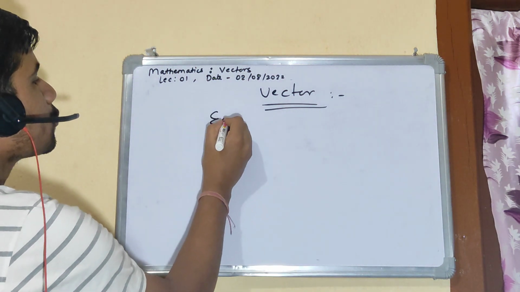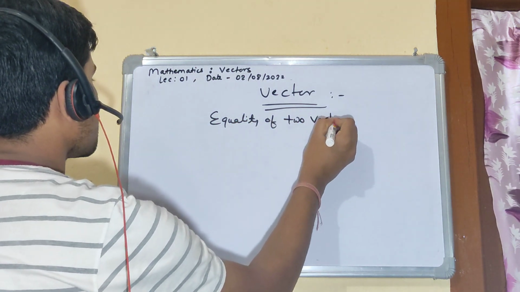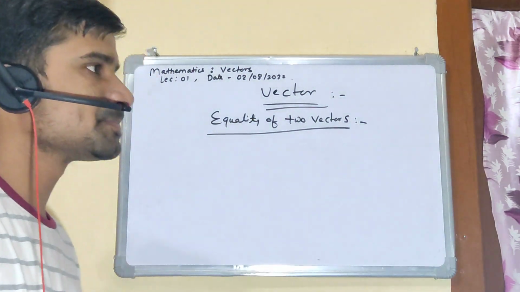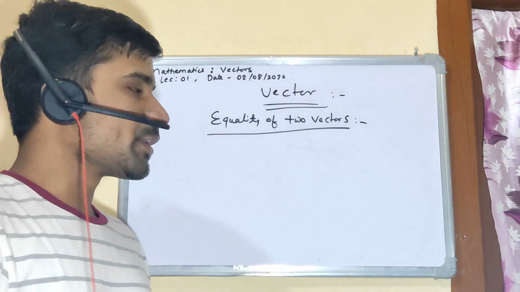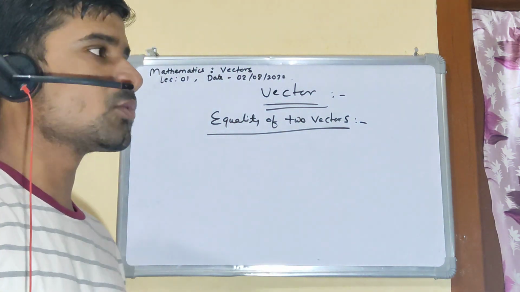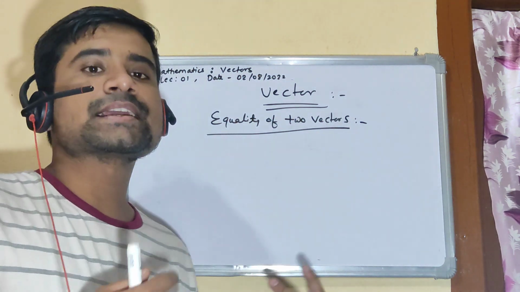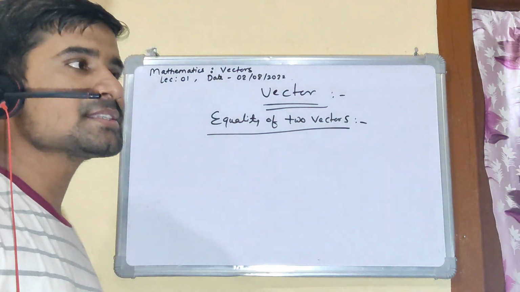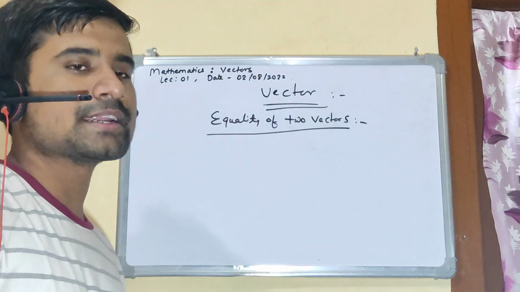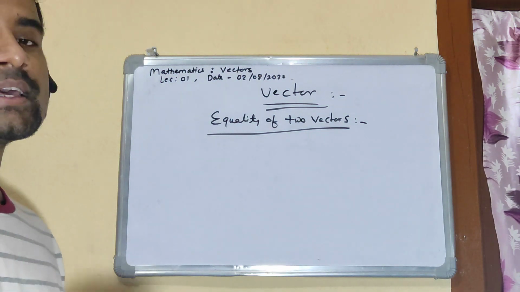Next topic is equality of two vectors, right? So what is the condition on which two vectors will be equal? Two vectors are equal when their magnitudes are equal as well as their directions are the same, right? So you can't just compare the magnitude and say that vectors are equal. A vector has magnitude as well as direction. So two vectors are said to be equal when they have the same magnitudes as well as the same direction, right?